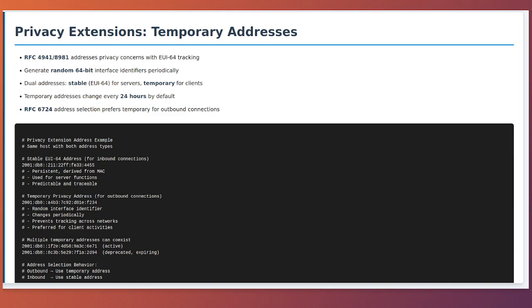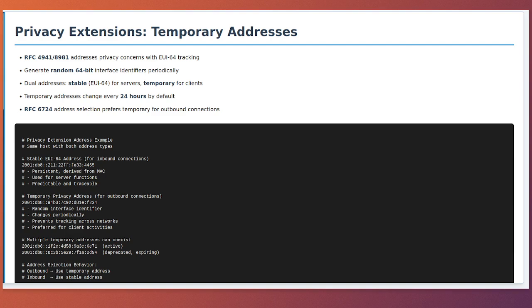When you use EUI-64 to generate IPv6 addresses, the MAC address is effectively embedded in every IPv6 address your device uses. This creates a persistent identifier that follows your device across different networks, allowing observers to correlate your activities and track your movements. If you connect to a coffee shop's Wi-Fi, then later connect to your workplace network, the same interface identifier appears in both locations, making it trivial to link these activities to the same physical device.